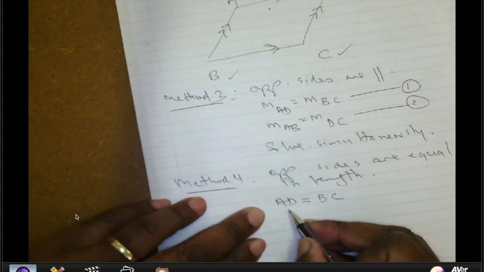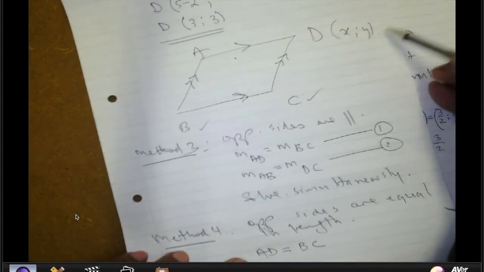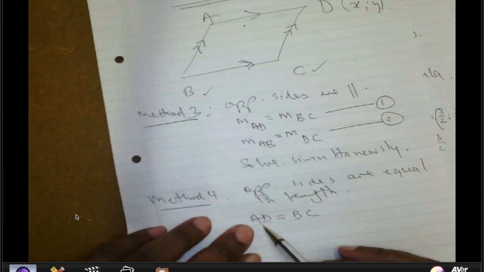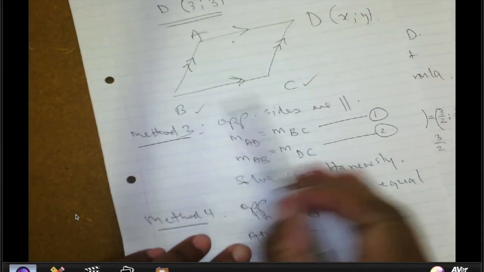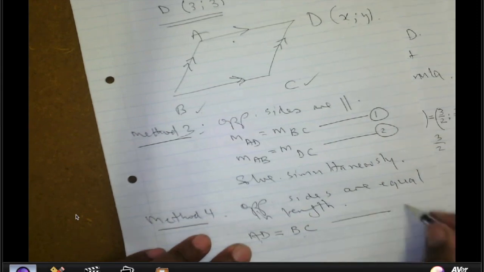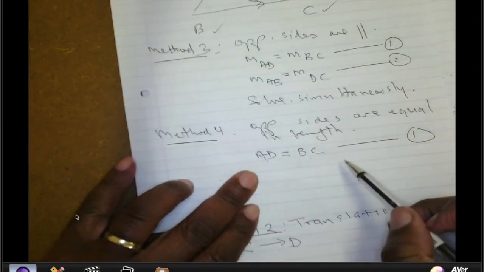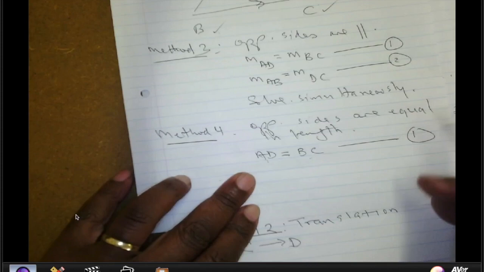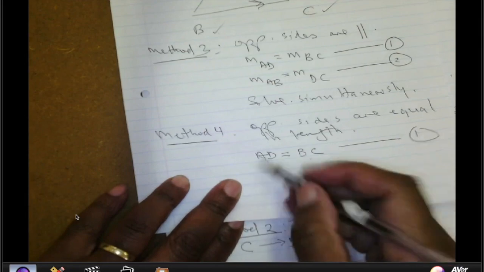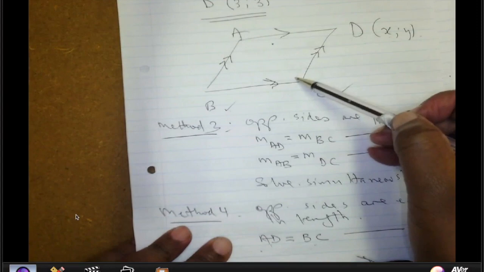Now the length AD will be in terms of x and y because our D there is given in terms of x and y. So the length using the distance formula for AD is in terms of x and y. The length of BC can be found, remember we know B and we know C, so this is a numerical value. So this will give you one equation, and that one equation is in terms of x and y. It is therefore not enough to give you the values of x and y, so we need to take the other sides as well. And so the other sides will be the side AB also should be equal to the side DC.